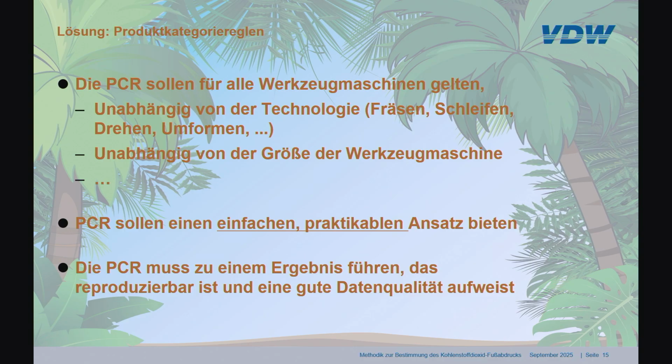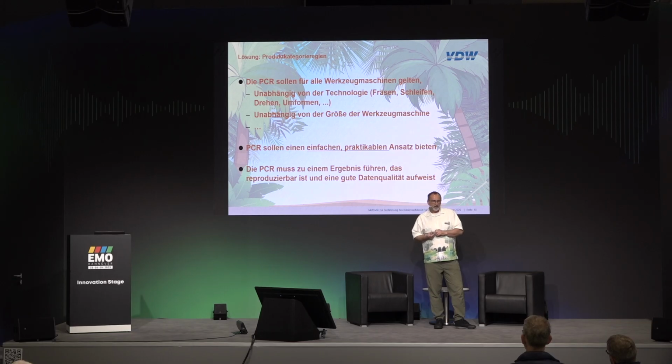How did we solve this? Well, product category rules that apply to all machines regardless of the technology. And for our members, it should provide a simple and practical approach, easy to implement, with a reasonable level of effort on the one hand, but on the other hand, they should also provide good results. We don't want to do greenwashing. And in this way, we're making a contribution to what everyone's talking about. Lawmakers are always asking about it. It's a contribution to eliminating bureaucracy.